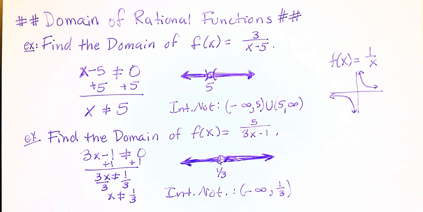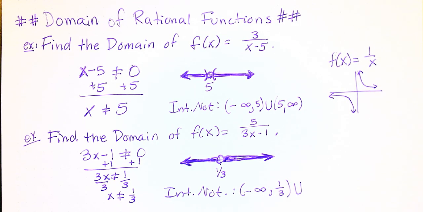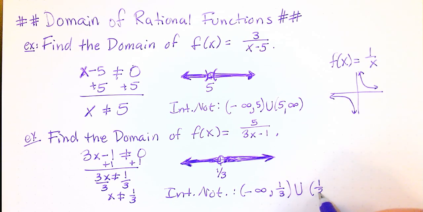And then again, we're skipping over. So we've got this hole in the graph there. We're going to represent that with union. And that's going to be joining these two intervals together. And then we've got 1/3 to infinity and parentheses. So that's our interval notation. That would be how you would write the domain of a rational function given the function. There might be other ways to do it graphically, but this is how we do it given a function.